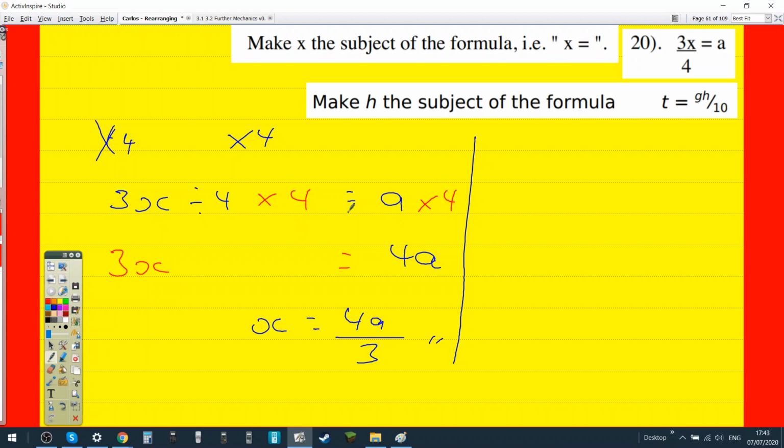So do you have to times it by 10 into times GH by 10? Times both sides by 10. What do you get? You get 10 GH. You get 10 GH over 10. What is 10 divided by 10?